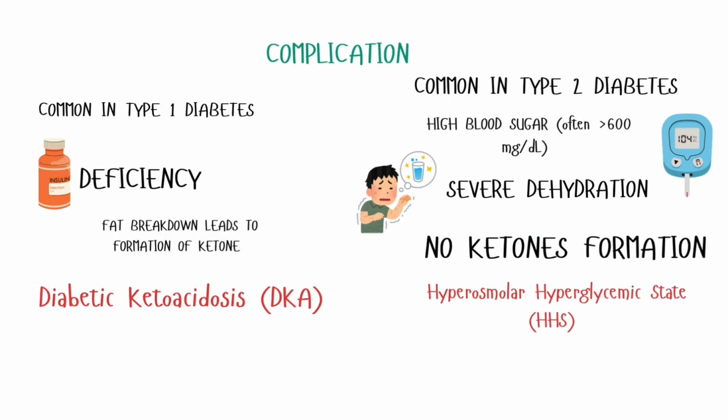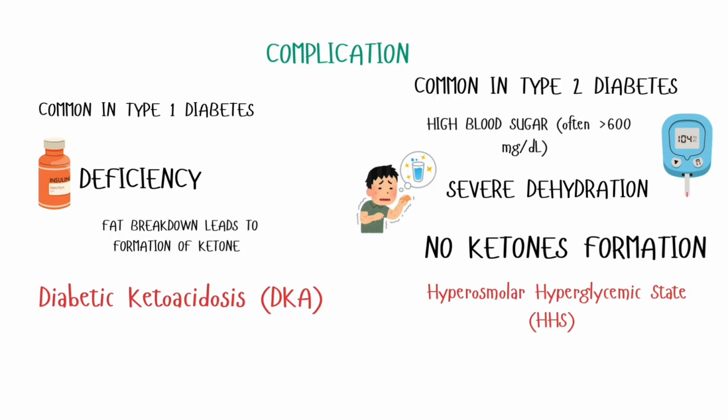Now, moving on to the complications, diabetes can cause serious short term problems. That is, diabetic ketoacidosis, that is DKA, is common in type 1 diabetes, caused by severe insulin deficiency. It is characterized by nausea, vomiting, abdominal pain, and a distinctive fruity ketone breath.